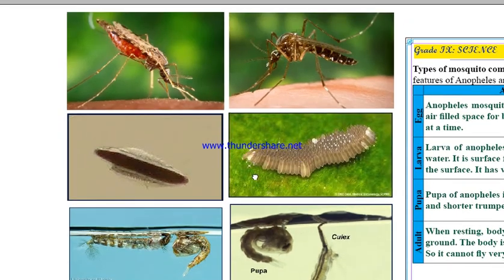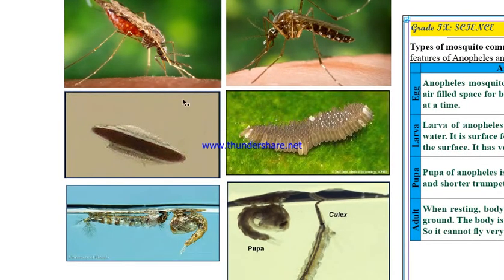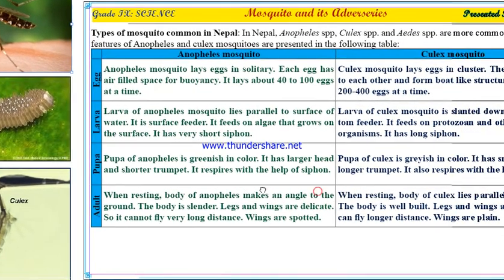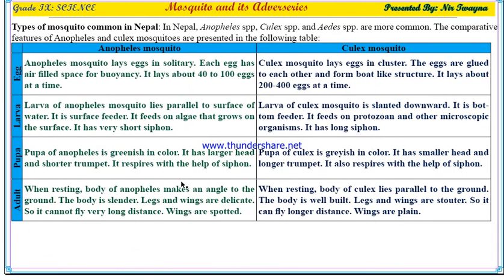Any confusion in the differences between Anopheles mosquito and Culex mosquito? If no confusion, then take note. Anopheles mosquito egg. Anopheles mosquito lays eggs in solitary. Each egg has air-filled space for buoyancy. Buoyancy means for floating. It lays about 40 to 100 eggs at a time.